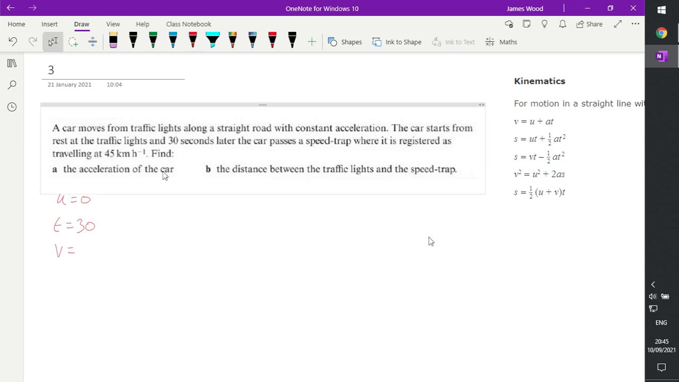I'm going to convert that 45 kilometers per hour.